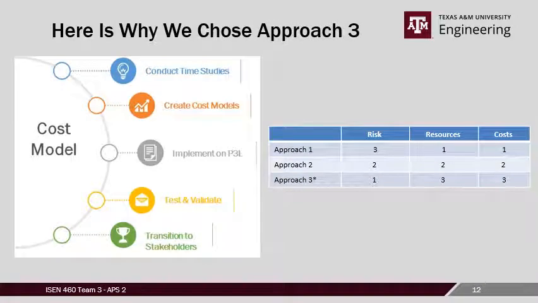We decided to move forward with Approach 3. Although this approach would require the most resources and potentially create the most costs, we believe that the risk of this approach is much lower. This way, we may be able to calculate a cost estimation model for hand deburring time that would be the most accurate.